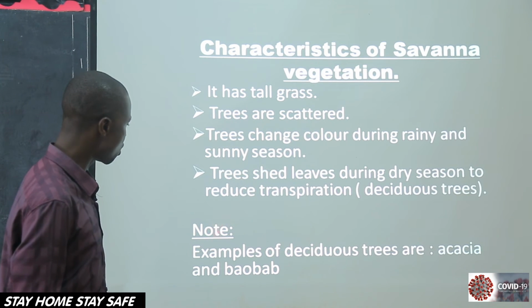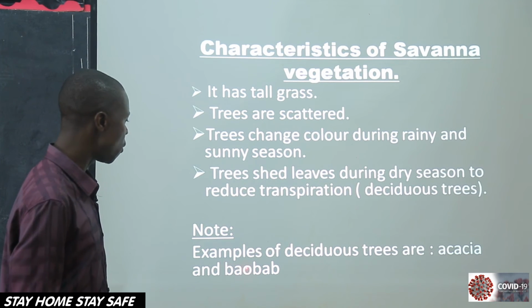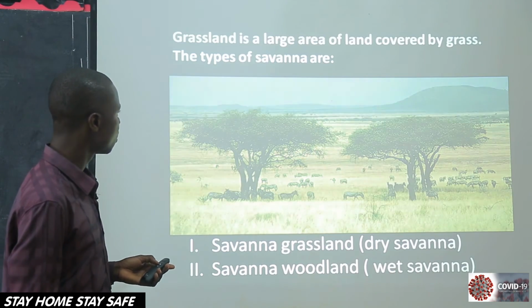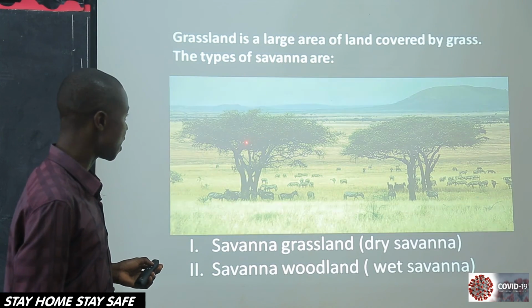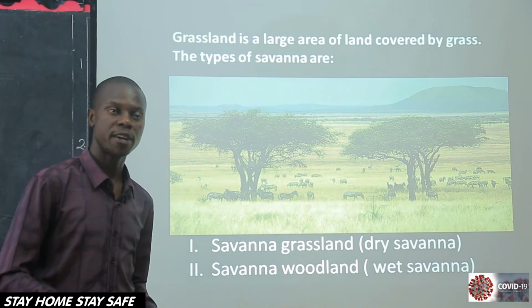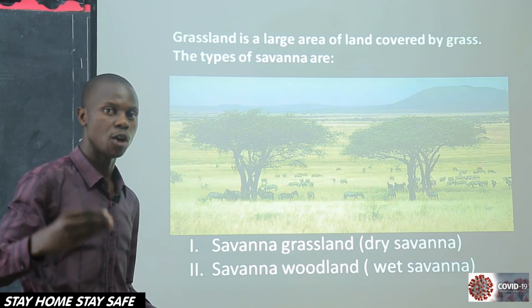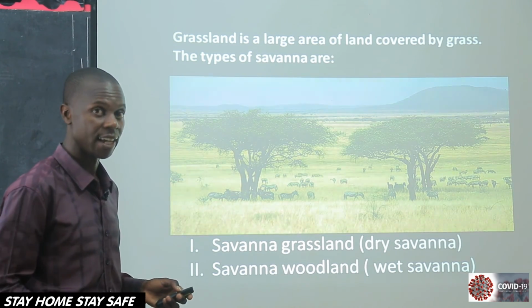There is a note here. Examples of deciduous trees are acacia and then baobab. Just like in this picture, yes, we have the acacia here. So the tree species that you expect to find in the savanna region are majorly two: acacia and baobab. Is that clear?